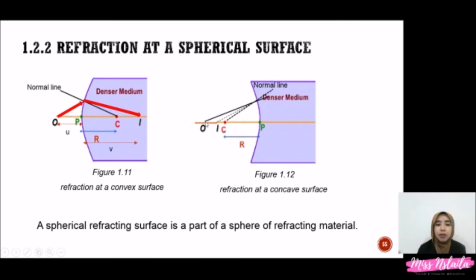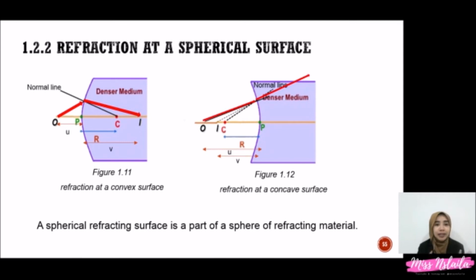Next, the incident ray will come from the object, and then sketch the normal line straight from point C. And for the refracted ray, since the incident ray travels from a less dense to a denser medium, the ray will bend towards the normal line. From this refracted ray, you can draw it straight until the image forms here. So we can see that this is the object distance and this is the image distance.